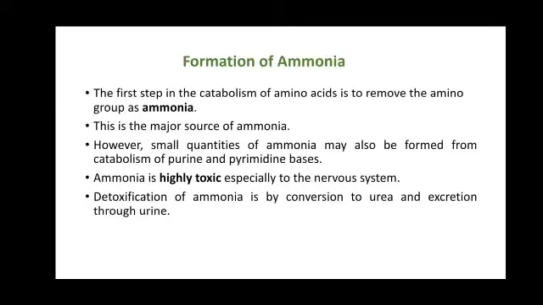So next, after the transamination, oxidative deamination and non-oxidative deamination, there comes the formation of ammonia. The first step in the catabolism of amino acids is to remove the amino group as ammonia, and this is the major source of ammonia. However, small quantities of ammonia may also be formed from catabolism of purine and pyrimidine bases.